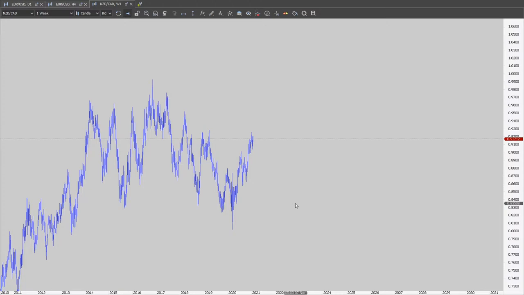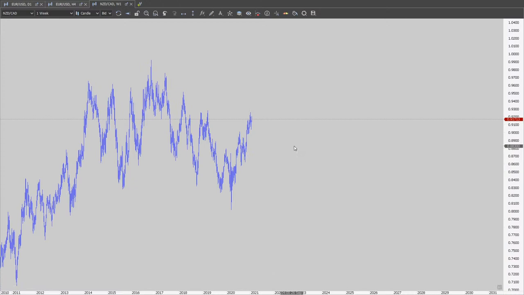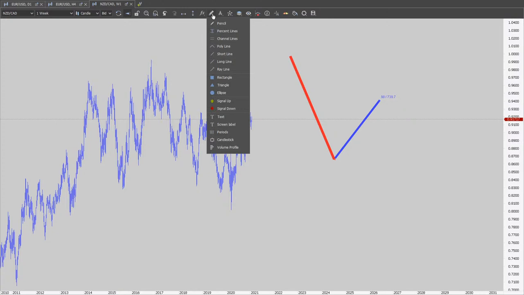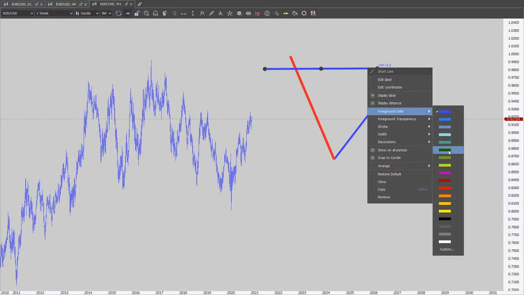So: support, resistance, pivot points, and extension and retracement. Okay, so another lesson. This is structure. So this would be a down extension, and this would be a down retracement. And the lesson today is support, resistance, and pivot points.